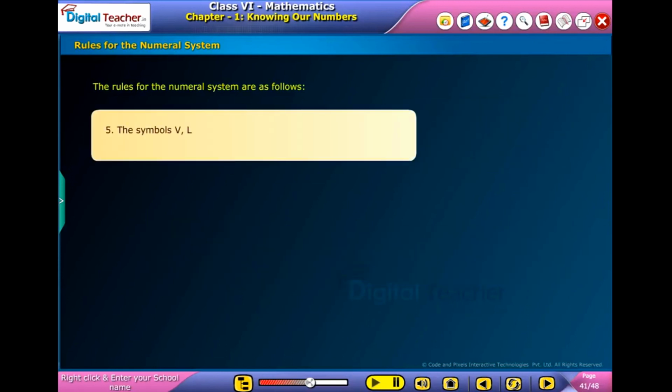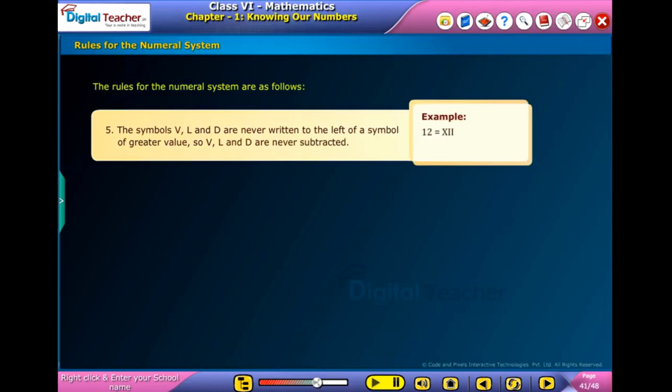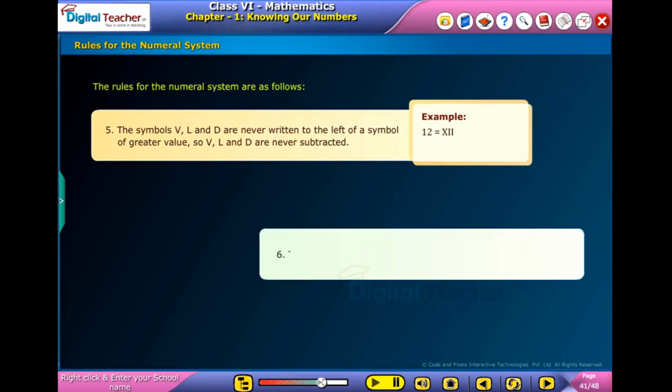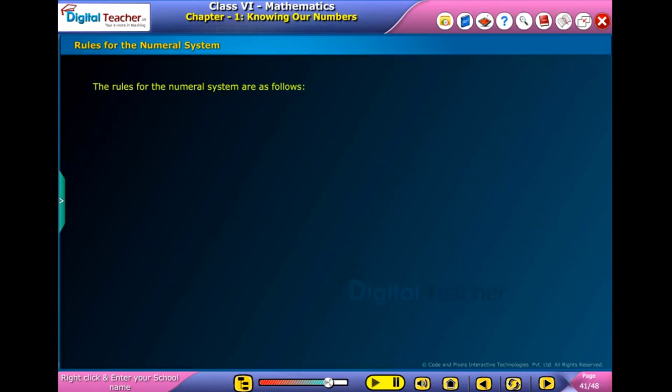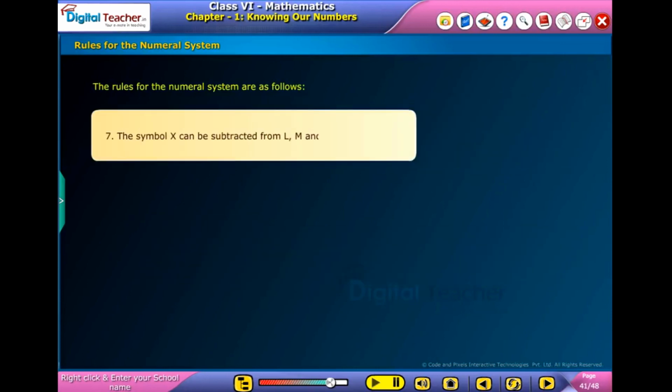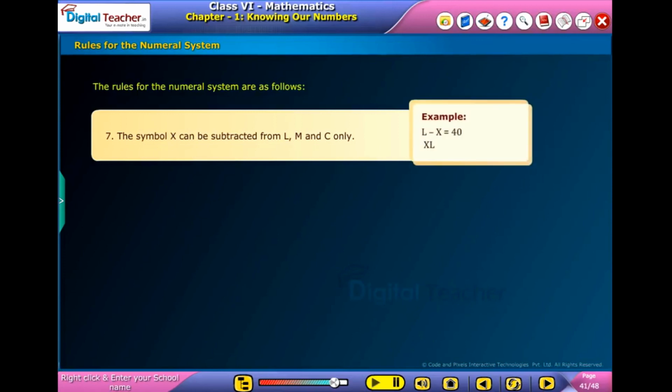The symbols V, L, and D are never written to the left of a symbol of greater value, so V, L, and D are never subtracted. For example, we write 12 as XII and not IIX. The symbol I can be subtracted from V and X only. For example, the value of IV is 4 and the value of IX is 9. The symbol X can be subtracted from L, M, and C only. For example, X is subtracted from L to get 40, which is represented by XL.